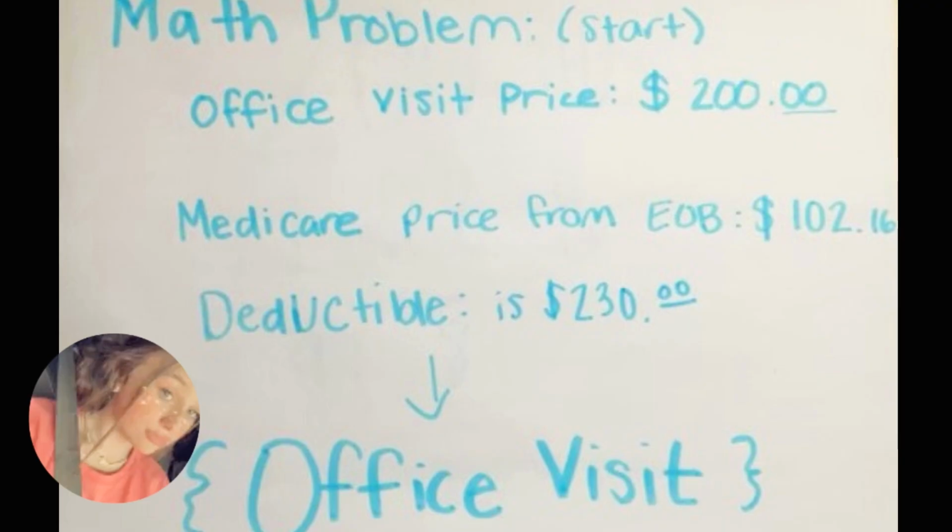So for this slide, we're going to talk about the office visit price and the Medicare and all of that. So for a typical office visit for a follow-up or things that surround that is $200, and the Medicare price from the EOB is $116, and the deductible is $230.